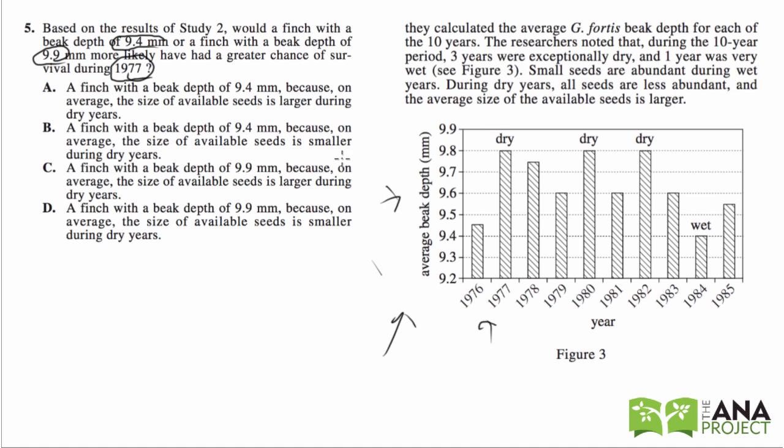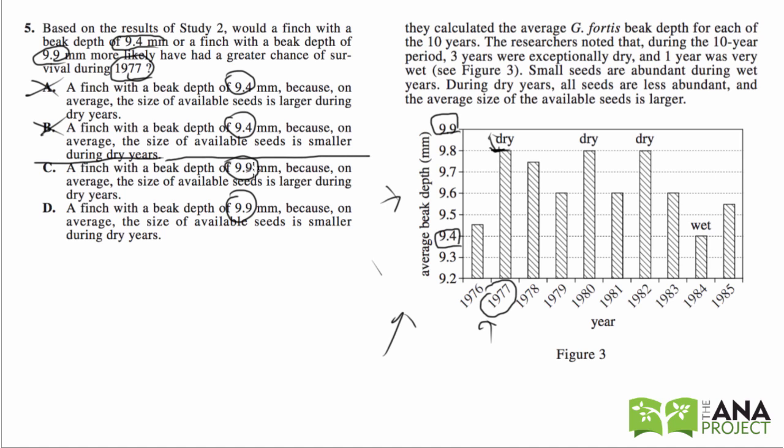So if you look at this, it basically has a split between first 9.4 or 9.9. So which one do we pick? Let's go to our chart. So if we go to 1977, the year in question, here's 9.4 and here's 9.9. And we see right here it's 9.8, so a lot closer to 9.9 than 9.4. So we can get rid of A and B right off the bat.